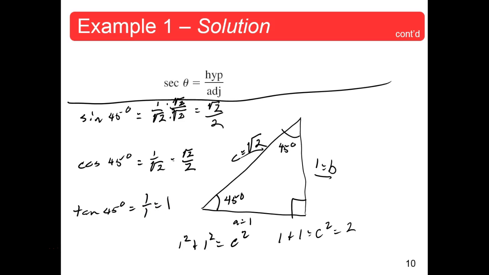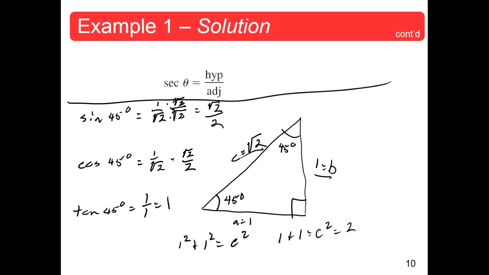If you go back and check your unit circle activities, same answers, because trig is trig is trig. It doesn't change whether you do unit circles or right triangles.